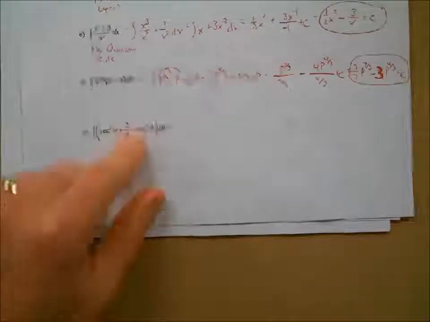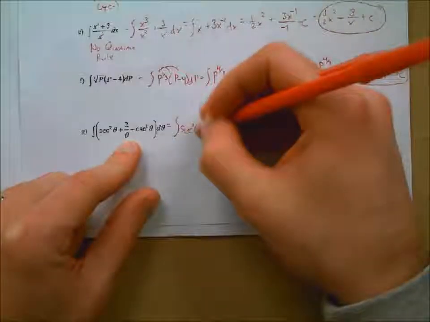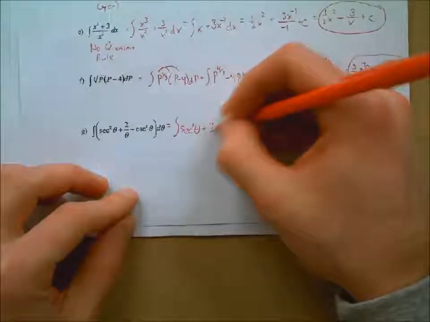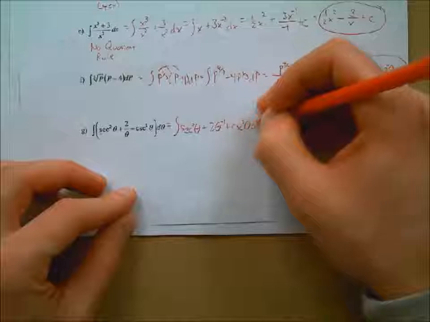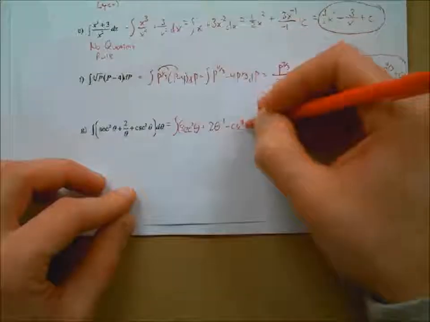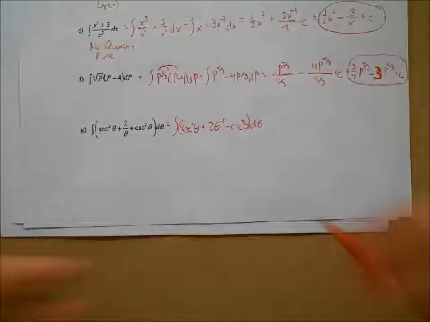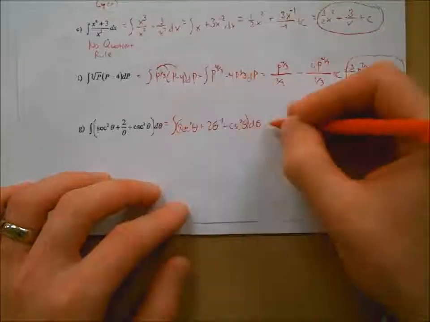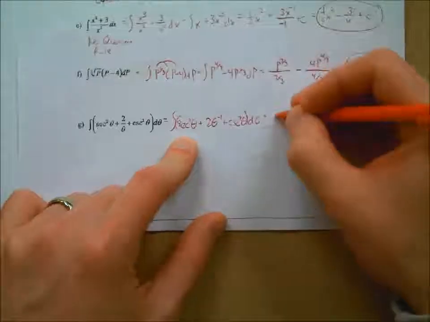2 over theta, right. So we'll say that's going to be the integral of secant squared of theta plus 2 theta to the negative 1 plus cosecant squared of theta d theta. Okay, notice I didn't take the integral. We could have integrated secant squared and cosecant squared right off the bat, but I didn't do that. You could have here. So anyway, the integral of secant squared, tangent of theta, very good.